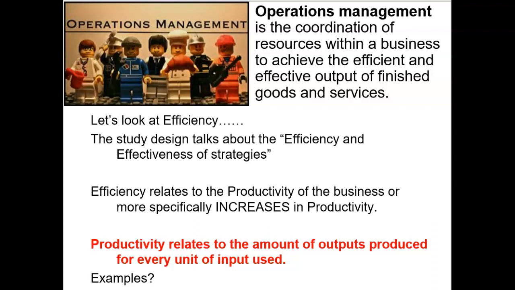Or we keep outputs the same, but we decrease our inputs. So we're reducing our costs essentially. That will also increase the level of productivity of the business. So efficiency is related to productivity. You've just got to remember that. So when you're talking about strategies, you're talking about ways of improving efficiency within the organisation. And if a business is more efficient, then you can look at your strategies being effective, as in meeting business objectives. So that's how it all ties in together.